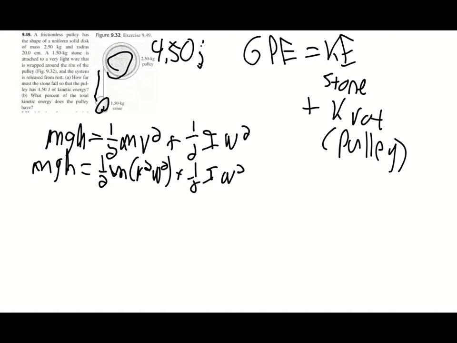Well, the radius is given to us, the mass is given. We can probably find the moment of inertia pretty easily because we know the mass and the radius for the pulley. But the thing we don't know, and the thing that would be most helpful, would be the angular velocity. But they tell us the energy, so it won't be too bad. So let's find omega using the energy.